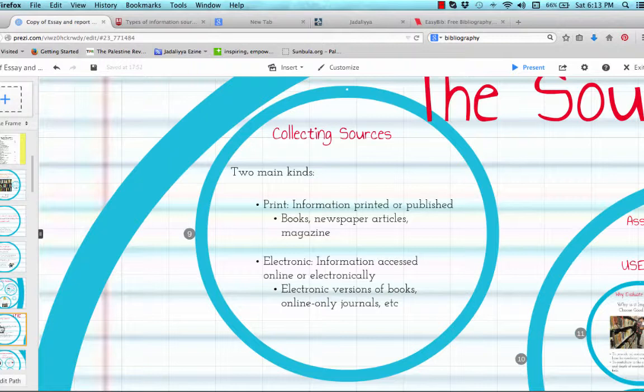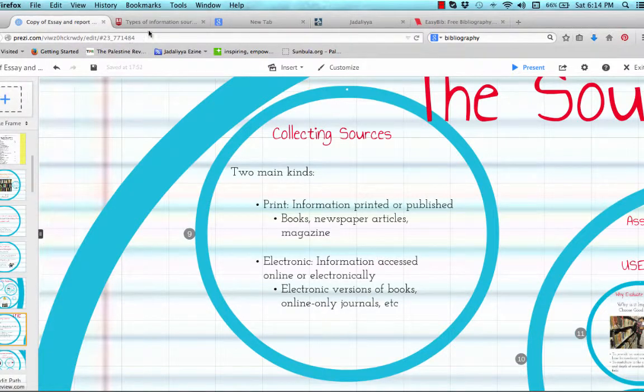And then you have what is called an electronic source. An electronic source is basically boomed with the rise of the internet. So it's information that you can access, but it's online or electronic. So you have electronic versions of books or online only journals, such and so forth.